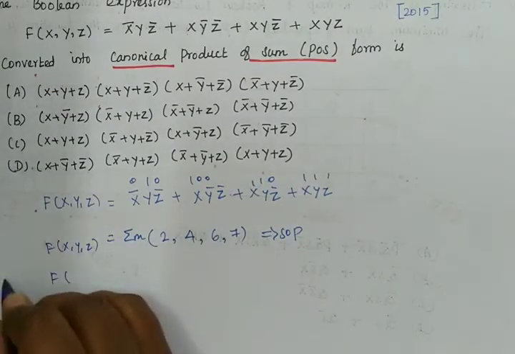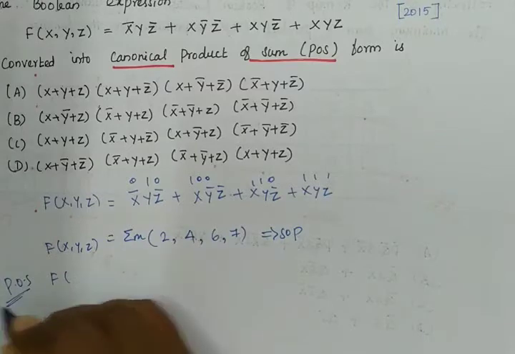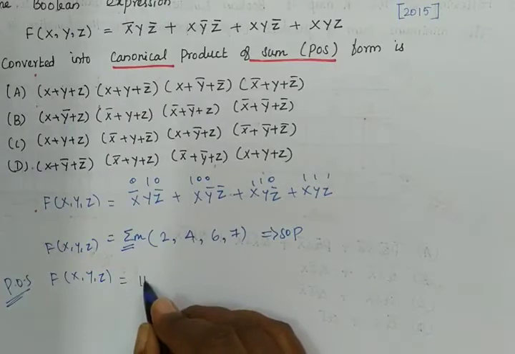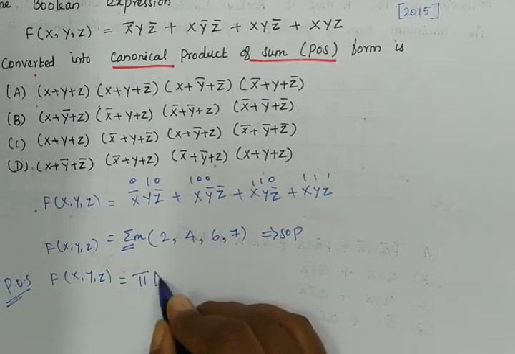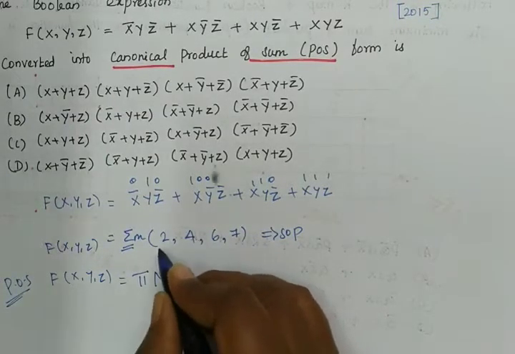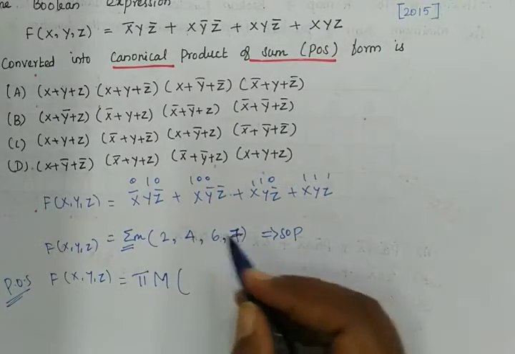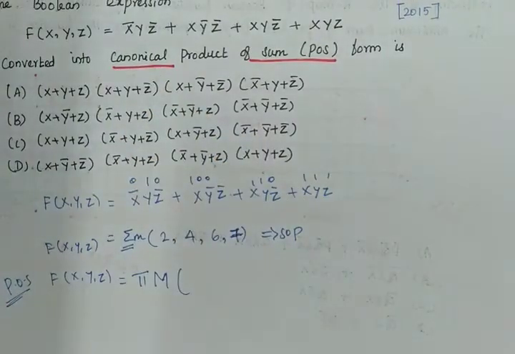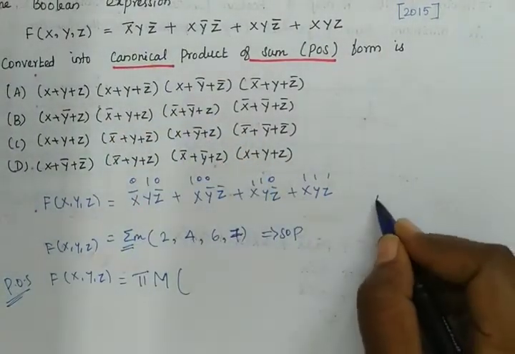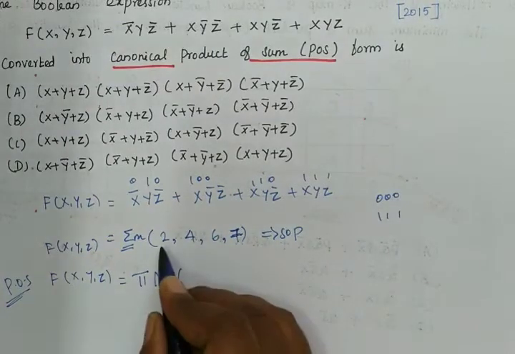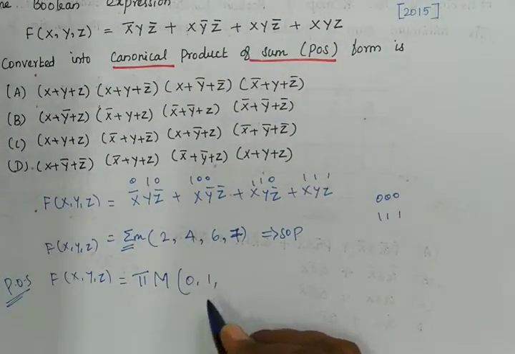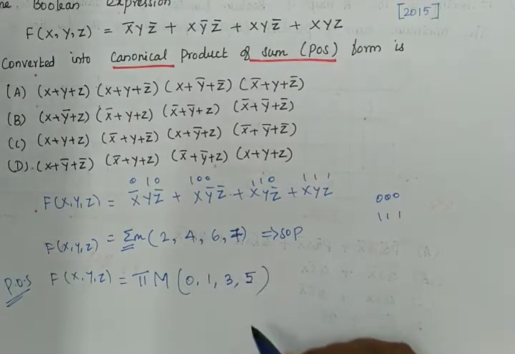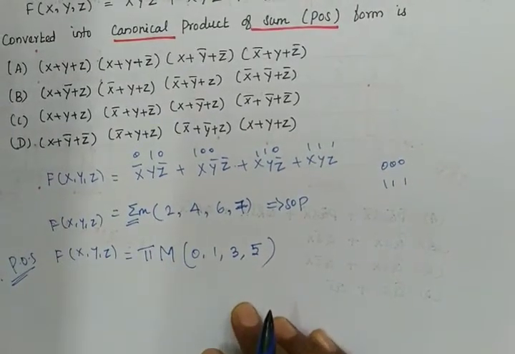Now what will be the POS? Therefore, POS will be F of X, Y, Z equal to, instead of summation, we have to use capital Pi, and for small m we use capital M. Here we have only numbers up to 7 because we have only 3 variables. If it were 4 variables, then we would write from 0 to 15. So starting from 000 to 111, what numbers are missing here? 0, 1, 2 is present, 3, 4 is present, 5, then 6, 7 is present. So this is the term for this canonical POS.